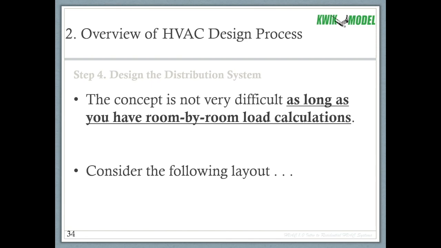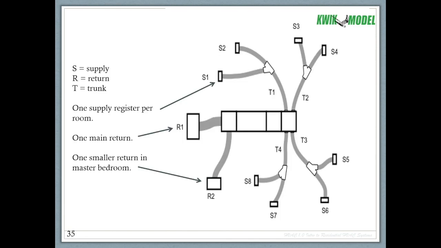Okay, consider the following layout. So here we have a very simple HVAC layout. This is a very typical system that we see out here in California and the Nevada area and a lot of places out west and maybe even down south a bit. Horizontal furnace up in the attic with ducts in the attic and ceiling registers. So over here you'll see that S stands for supply, R stands for return, and T stands for trunk. Okay, so S1 is supply register 1, S2 is supply register 2, and so on. So these are all supply registers.